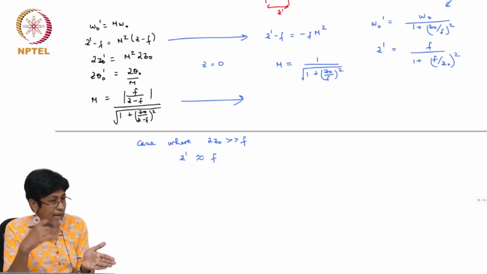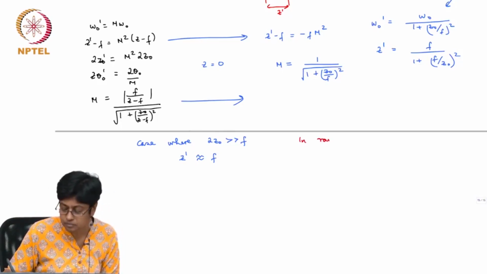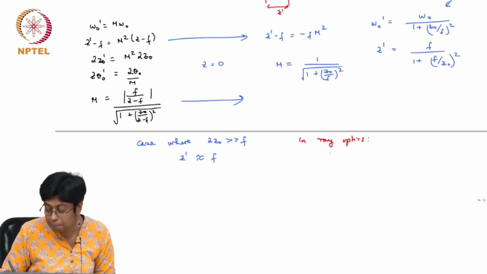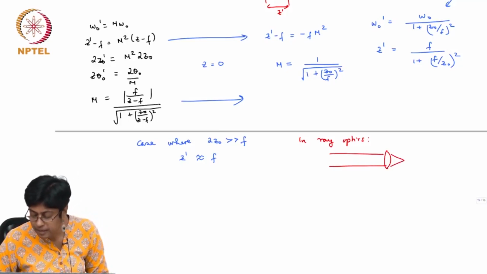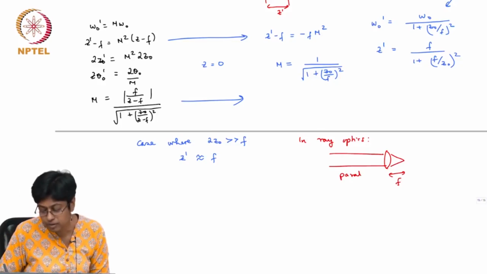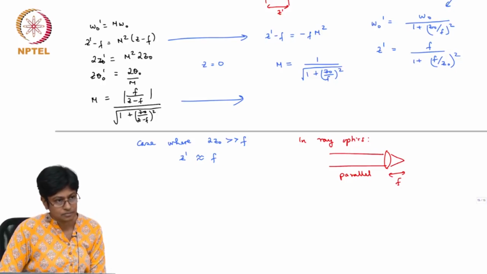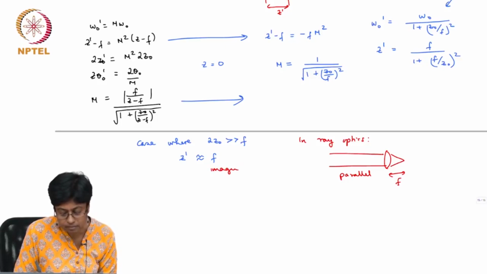In ray optics, when did you get imaging at the focal plane? So in ray optics, if you had a parallel set of rays of light and a lens, then they focused at this distance. So for a parallel set of rays, you had imaging at the focal plane. And this is nothing but imaging at the focal plane.